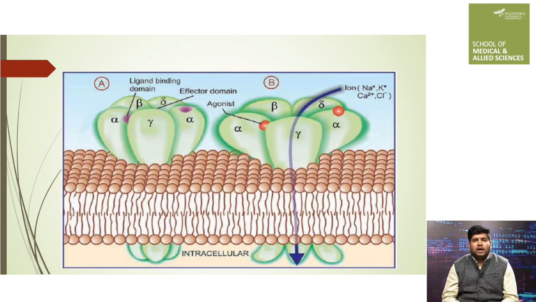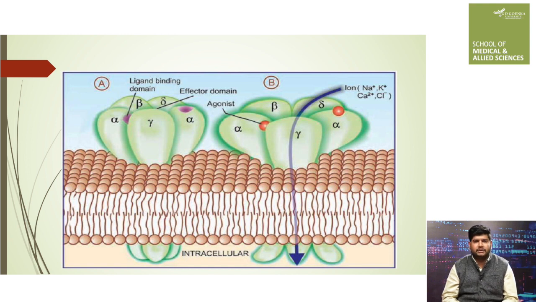Next comes the figure where you can see the ionotropic receptor where the ligand binding domain is on the extracellular region or above the cell membrane and the middle portion of the receptor is embedded into the structure of the cell membrane. Effector domain is present intracellularly, that is inside the cell. If we talk about the structure, it consists of 5 subunits comprising of 2 alpha, 1 beta, 1 gamma and 1 delta subunits.